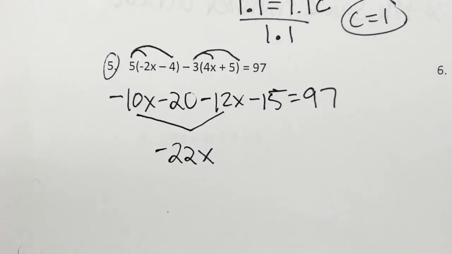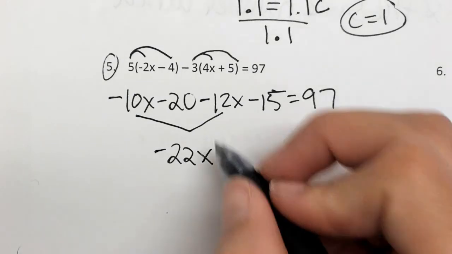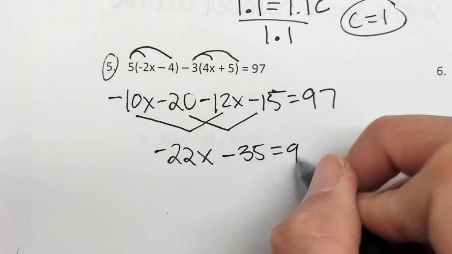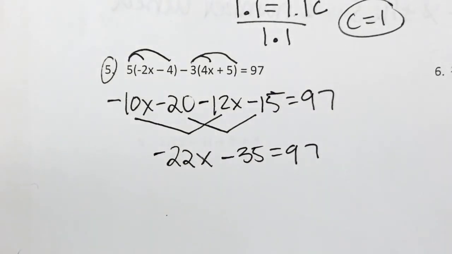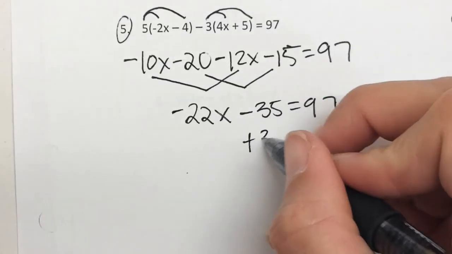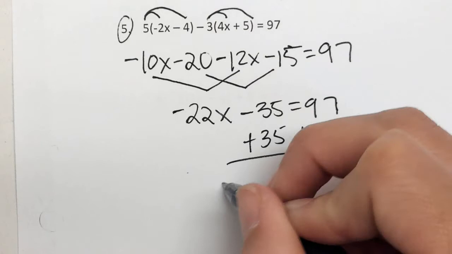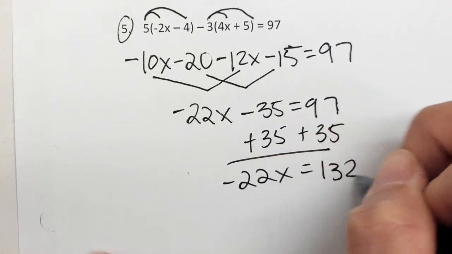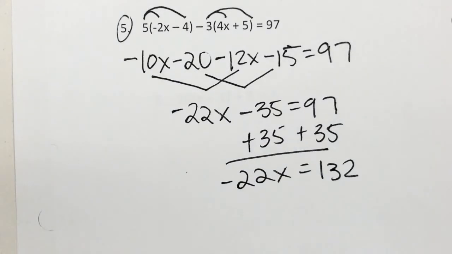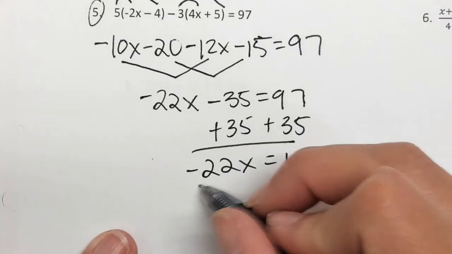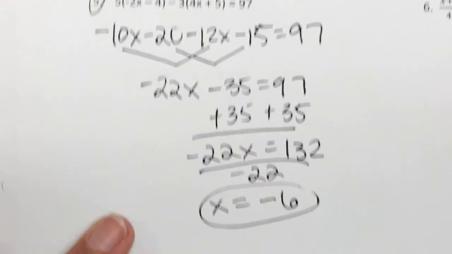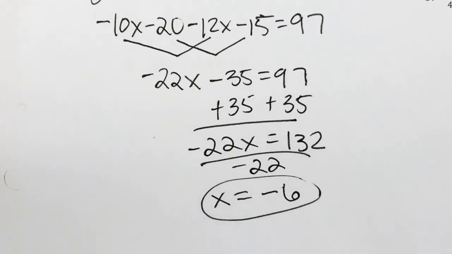And then Hope, what am I going to do now? Combine the negative 20 and negative 15. And that's going to make negative 35. Very good. All right, Simon. Next. Add 35 to 97. That's going to give us what? 132. 132. And finally, Abigail. Divide 132 by negative 22. And that's going to give us negative 6. Very good. Questions?